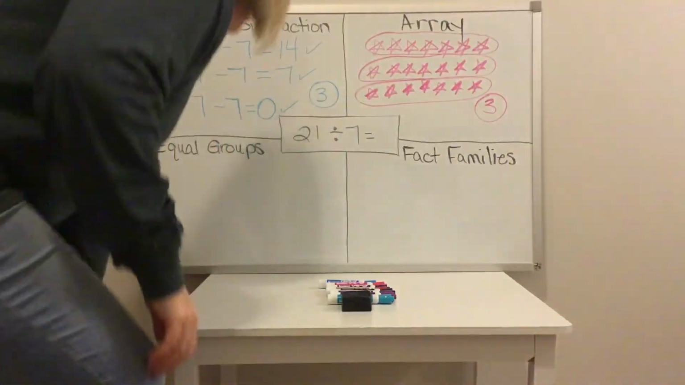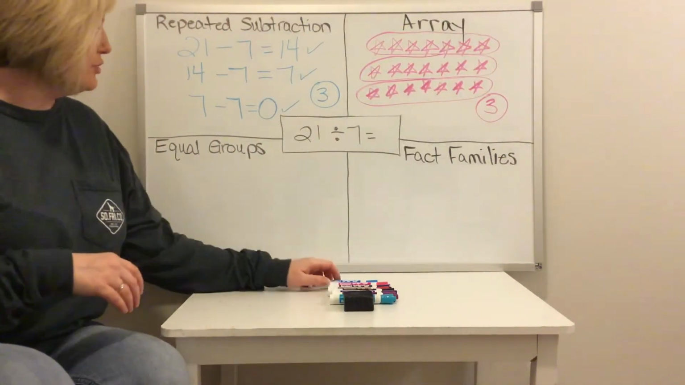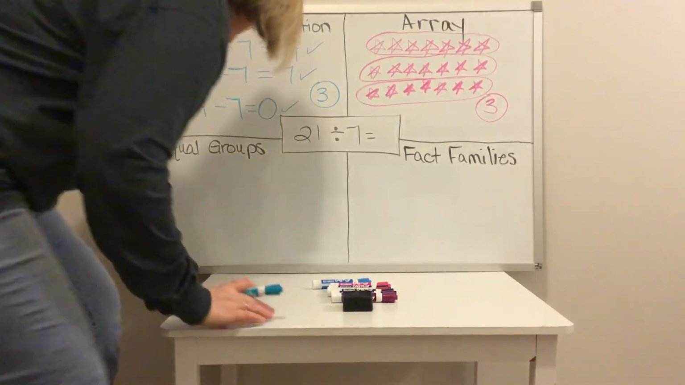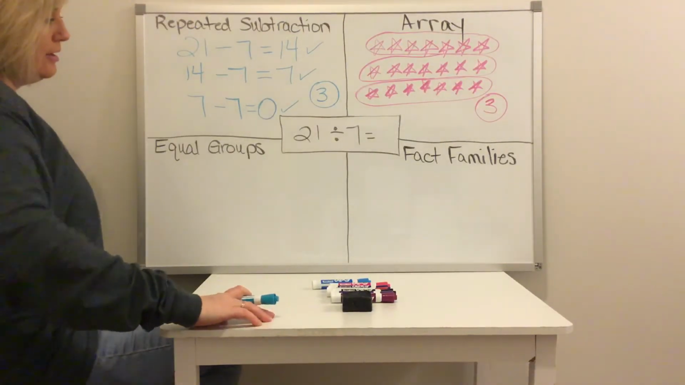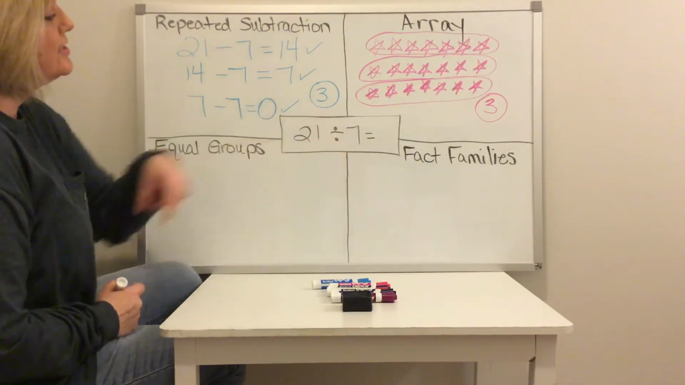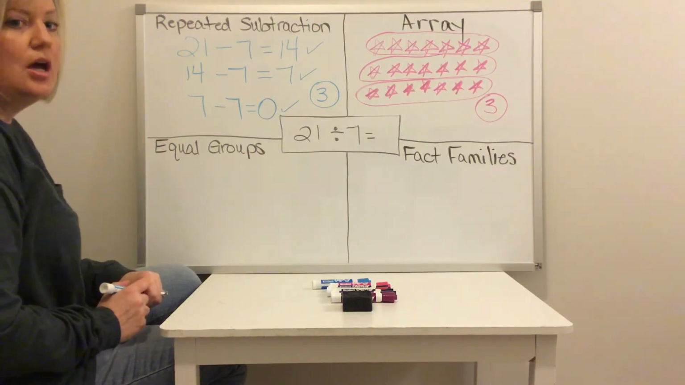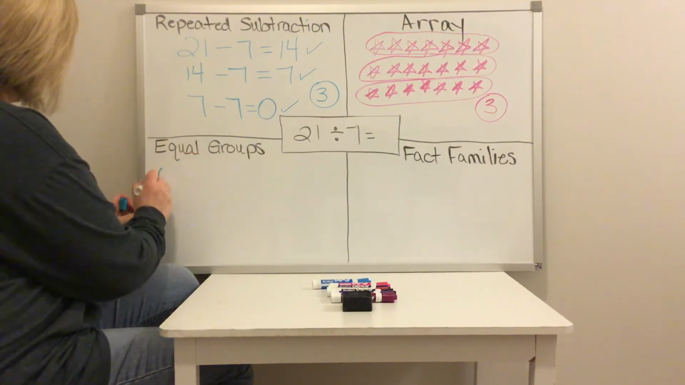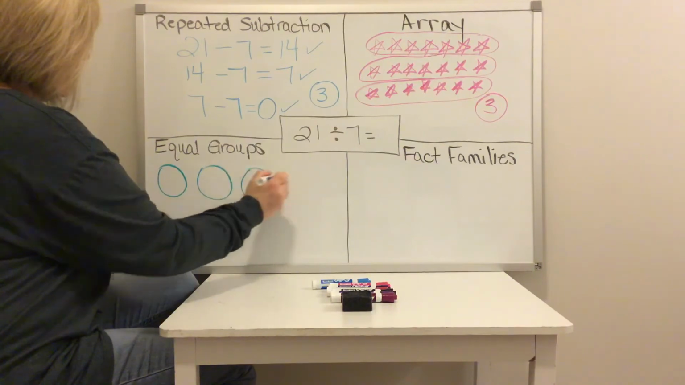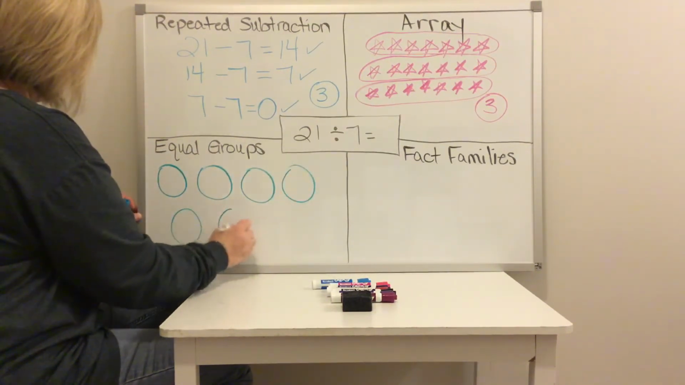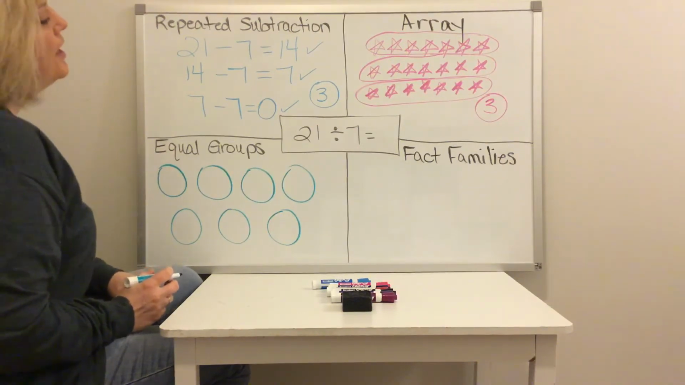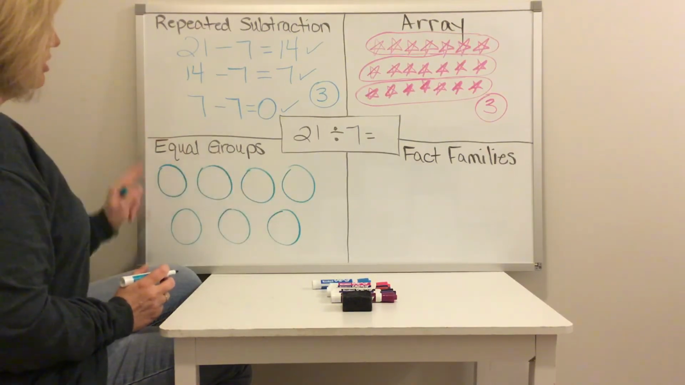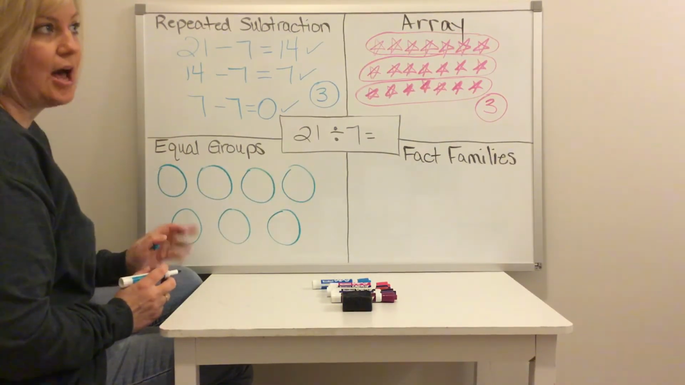For equal groups, again, I'm going to use my dividend 21 to tell me how many I am using in all. 7 is going to tell me how many groups I want to make. So I'm going to go ahead and draw 7 big circles for my groups. 1, 2, 3, 4, 5, 6, 7. And I'm going to put 1 thing in each group until I've used all 21. And then I'll see how many I have in each group.